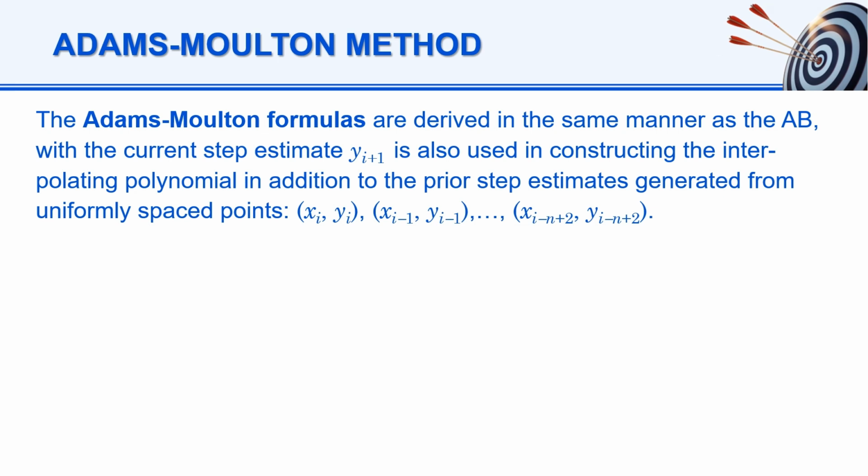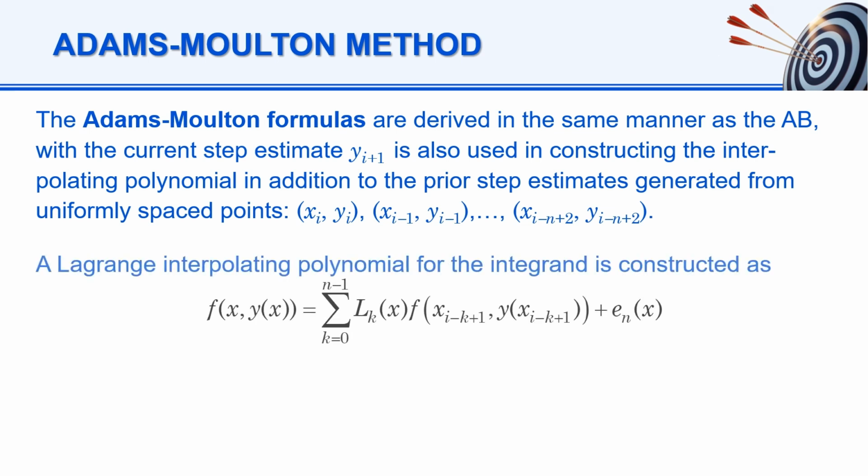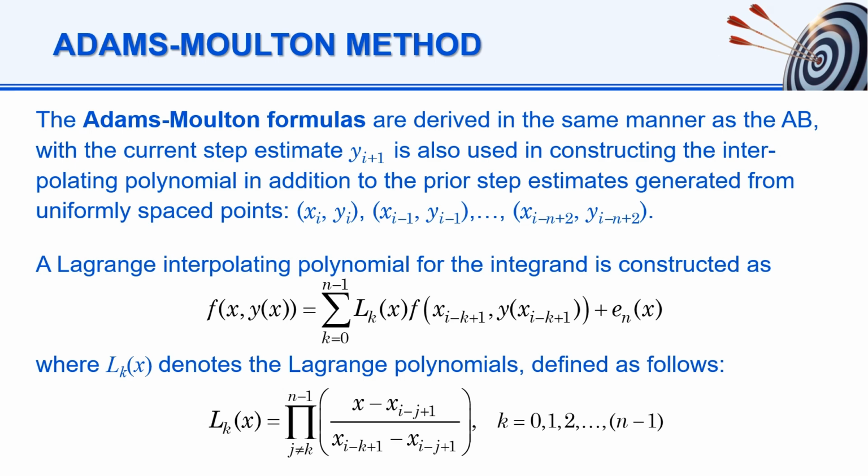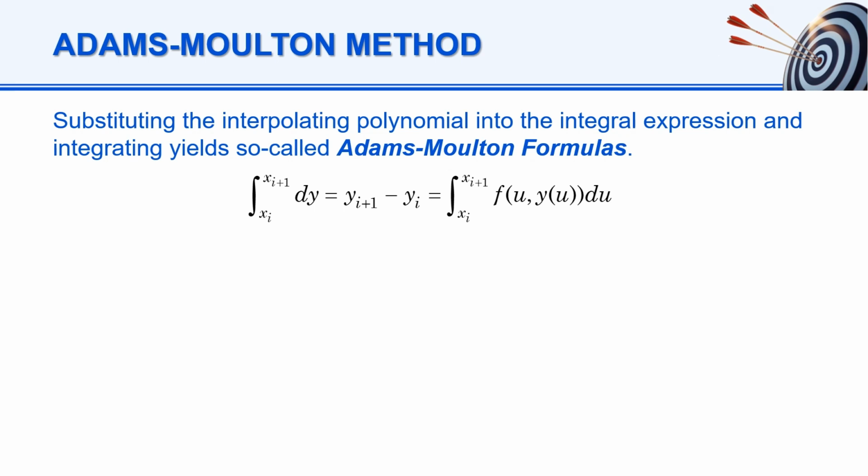The Adams-Moulton formulas are derived in the same manner as the Adams-Bashforth, with the current step estimate y_{i+1} also used in constructing the interpolating polynomial in addition to the prior step estimates generated from uniformly spaced points. A Lagrange interpolating polynomial for the integrand is constructed as follows, where L_k(x) denotes the Lagrange polynomials, defined as follows. Substituting the interpolating polynomial into the integral expression and integrating yields the so-called Adams-Moulton formulas.